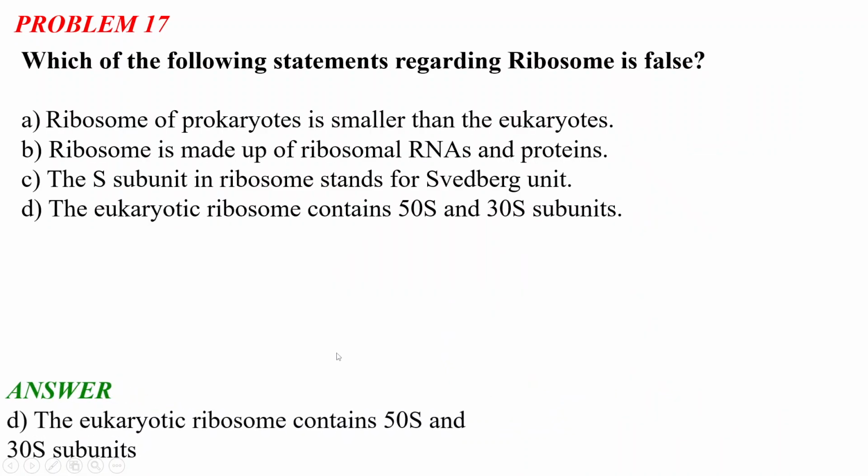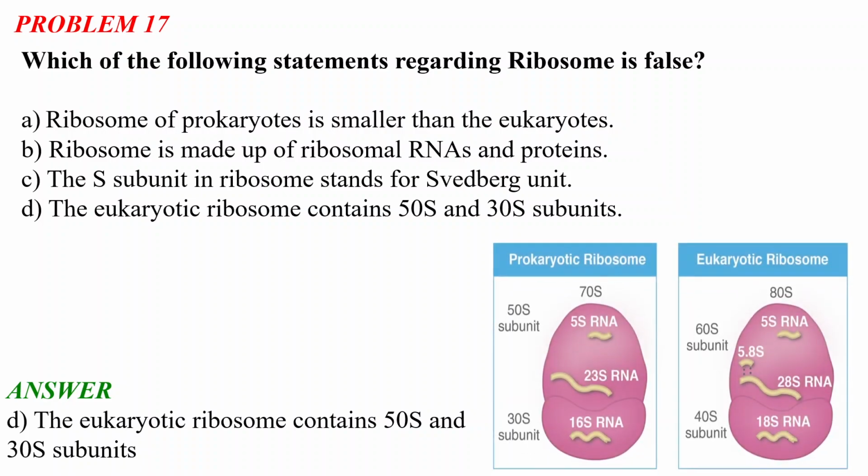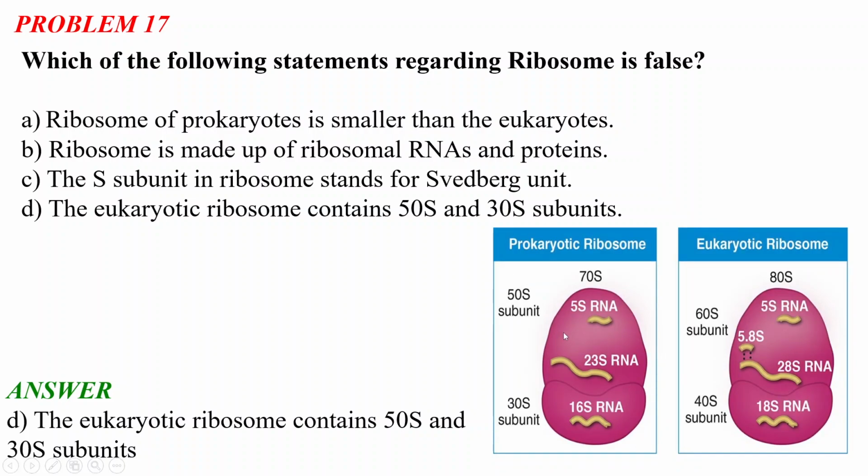Okay, so the false statement regarding the ribosome is number D: the eukaryotic ribosome contains 50S and 30S subunits. This is the false statement. So this is the prokaryotic ribosome, and this is the eukaryotic ribosome. The prokaryotic ribosome is called 70S, and the eukaryotic one is called 80S. The prokaryotic has two subunits, the 50S subunit and the 30S subunit, and the eukaryotic has two subunits, one is 60S and one is 40S.